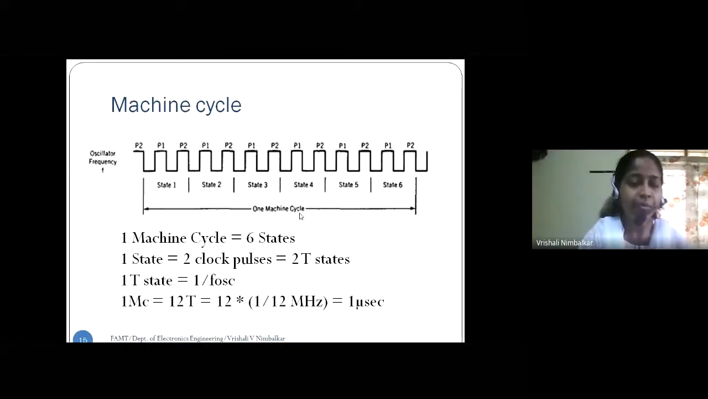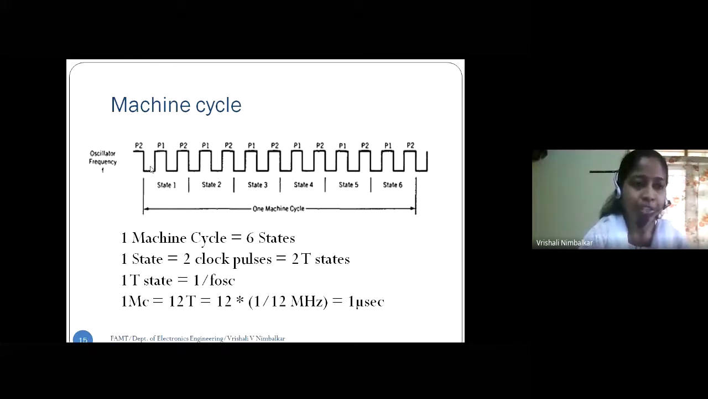This is the time written from start end to stop end, that is written as one machine cycle. Definition: it is the time period required to fetch, decode, and execute an instruction. So how much is one machine cycle? If I connect 12 megahertz, the time period of one machine cycle is 1 microsecond. How, we will see. So see, one machine cycle comprises 6 states: state 1, state 2, state 3, and so on to state 6. And each state is made up of 2 square waves.